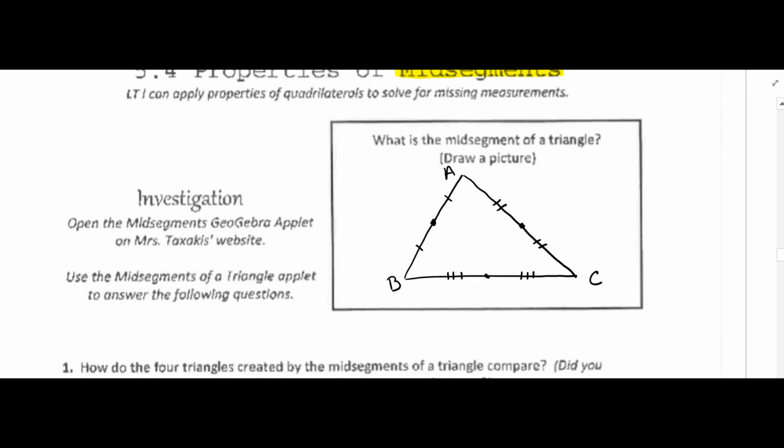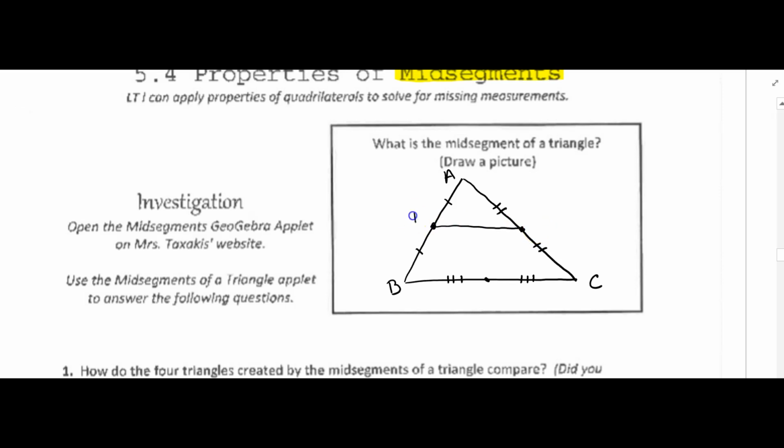Now, in order to draw a midsegment, all I need to do is connect any 2 of the midpoints. So let's connect these 2 midpoints. Let's redraw this segment here. It is going to be a midsegment. It connects the 2 midpoints of a triangle. Let's call this D, and we'll call this E. So we picked 2 of the midpoints, we connected them, and we formed a midsegment.